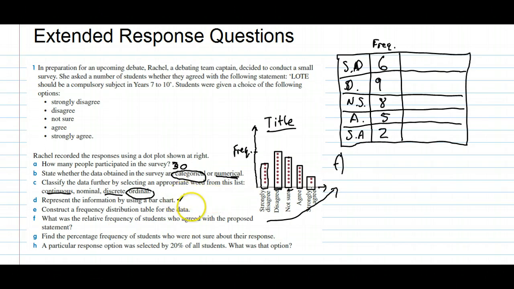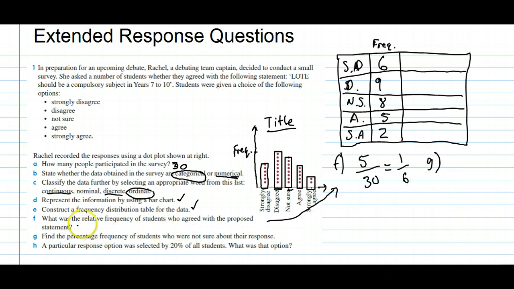Okay, so in the next question, we have to work out what was the relative frequency of students who agreed with the proposed statement. Okay, so agreed, that's this response here. There were 5 people, 5 dots there, so 5 people who agreed with that statement, and out of 30 responses. Okay, relative frequency calls for comparing that particular response with the total number of responses. So 5 over 30, that simplifies down to 1 over 6. The relative frequency was 1 out of 6, or 1 over 6.